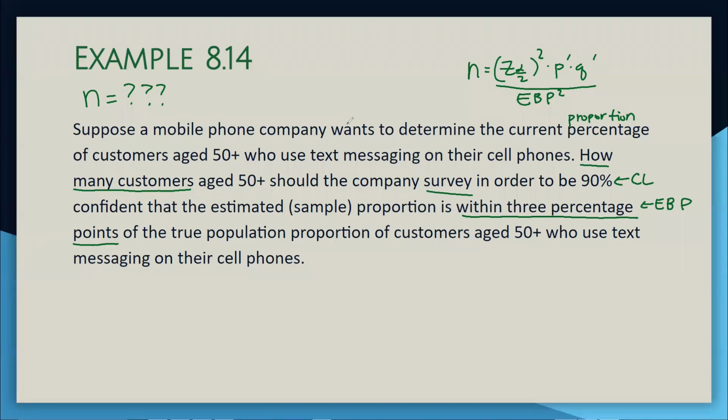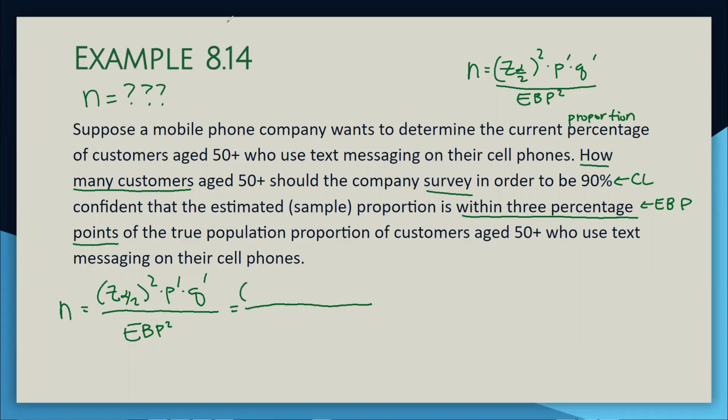Okay, so you'll notice when we go to use this formula, n equals z alpha over 2 squared times p prime times q prime over the error bound, we have one of those values. They gave us the error bound, 3 percentage points, 0.03. Z alpha over 2 is something we can look up really quickly. So let's go ahead and start with those two pieces of information that we have.